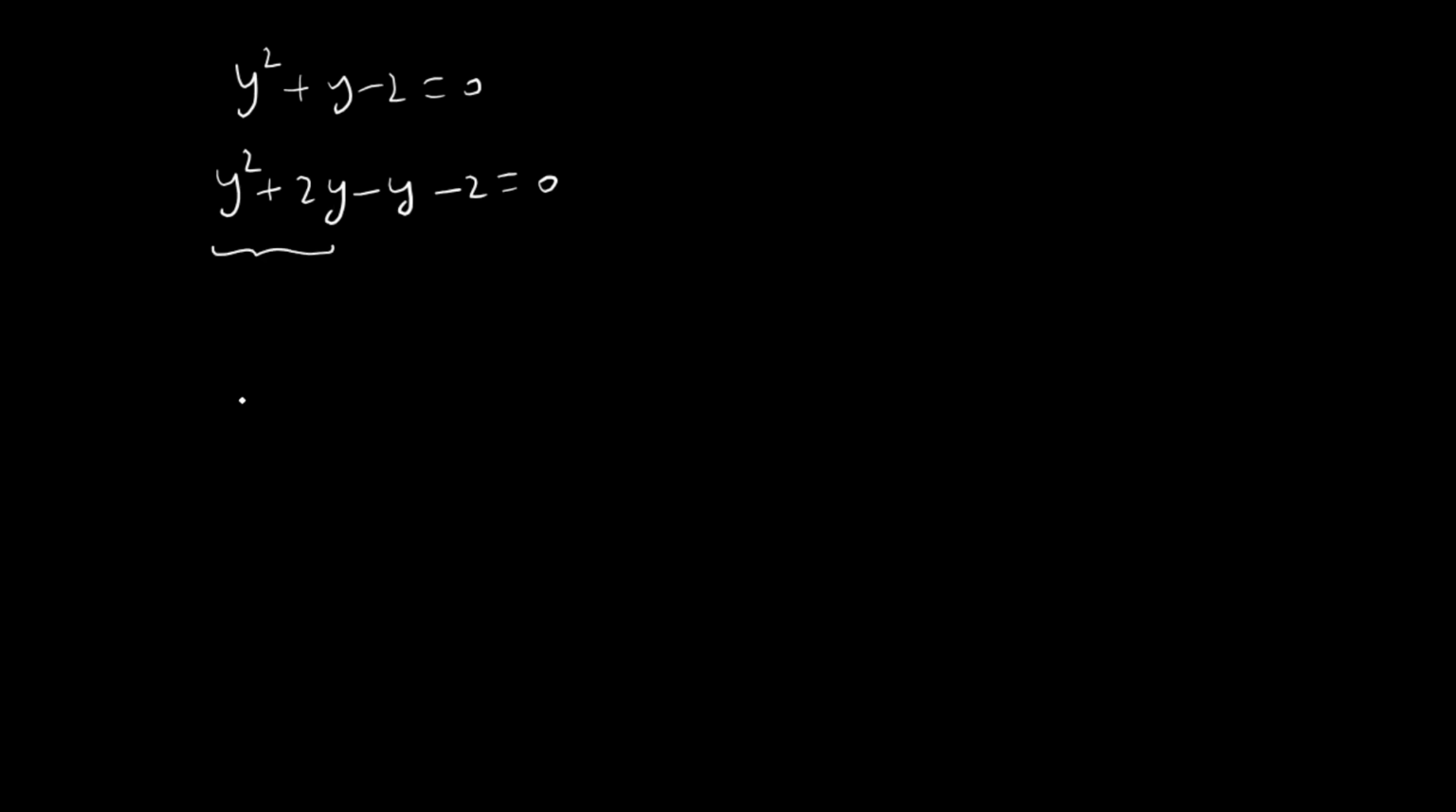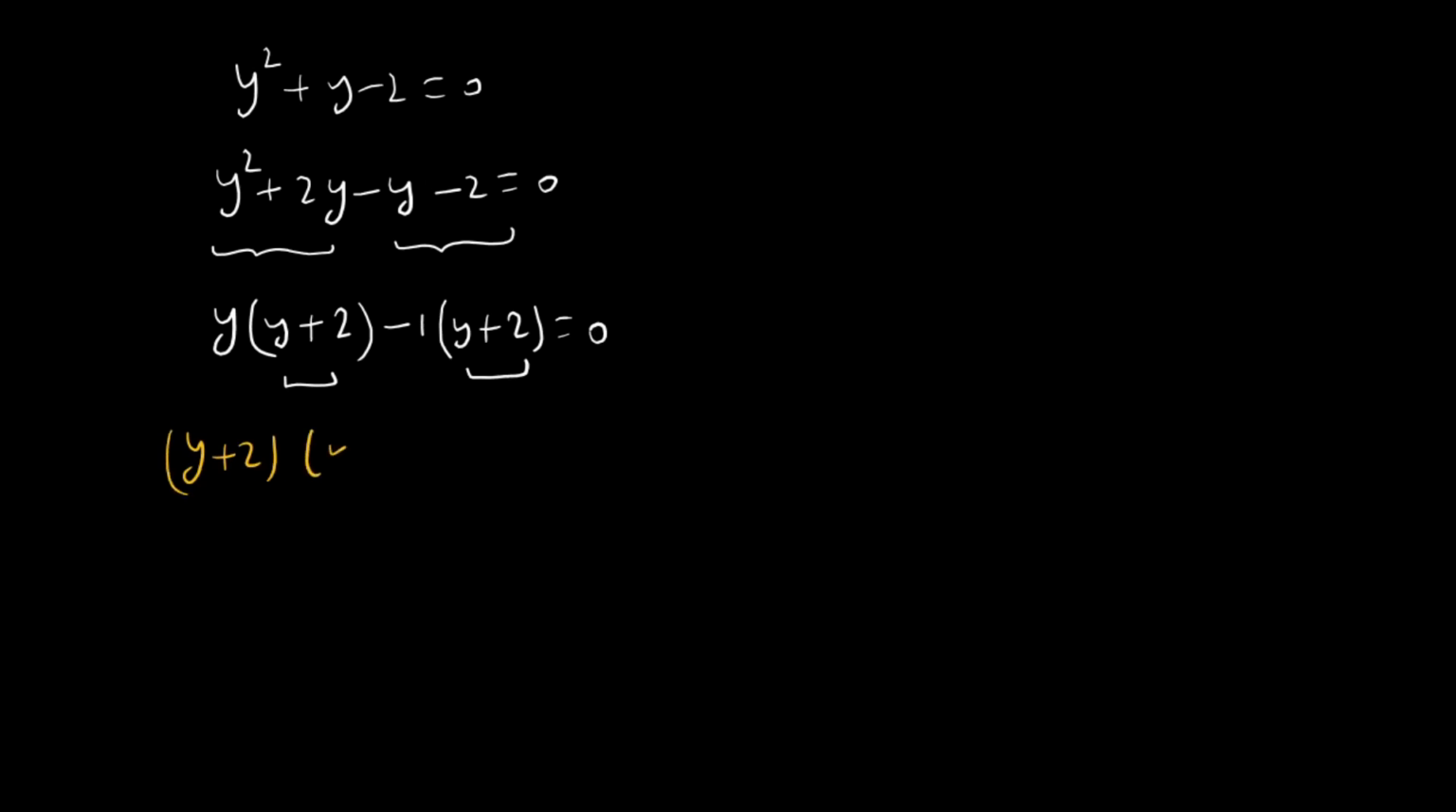Here, y square plus 2y. Look carefully, if we take common y, then y square divided by y gives y, plus 2 times y divided by y gives 2. And here if we take common minus 1, then we get y plus 2, and this is equal to 0. Y plus 2, y plus 2. If we take common y plus 2, then y minus 1, and this is equal to 0.